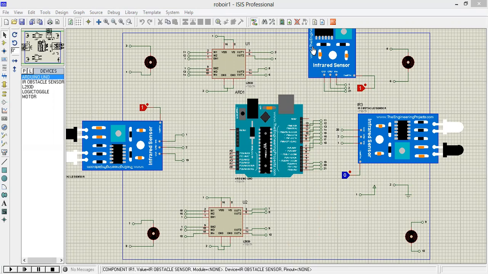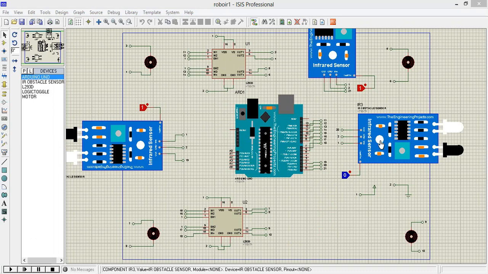If there is any obstacle in front, the sensor will give an indication to the controller. The controller will then tell the robot to turn left or right. Suppose there is also an obstacle on the left side, it will move to the right side. When there is an obstacle on all three sides, front, left and right, it will move backwards. After that it will move left or right. This is how the robot works. Here I am using the infrared sensor.